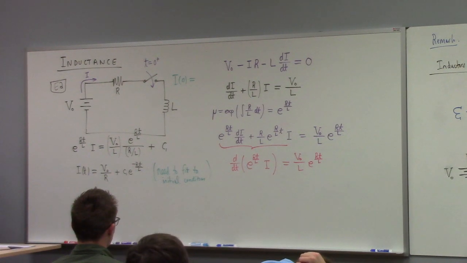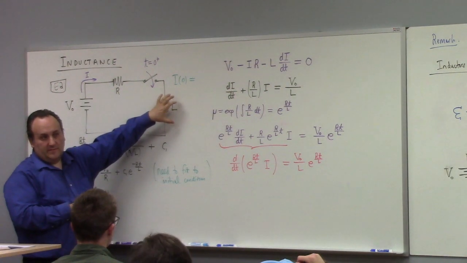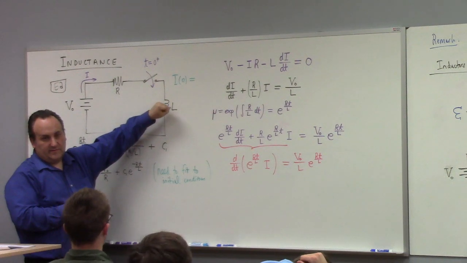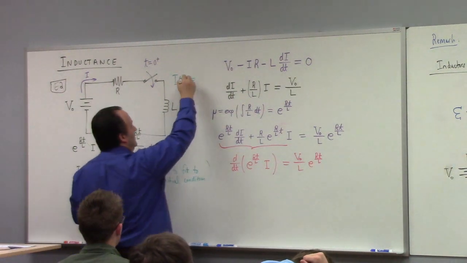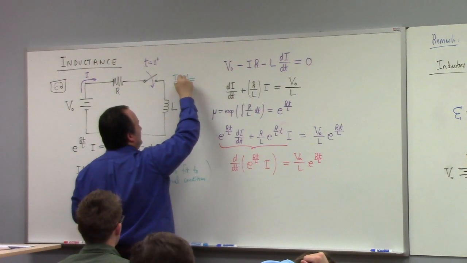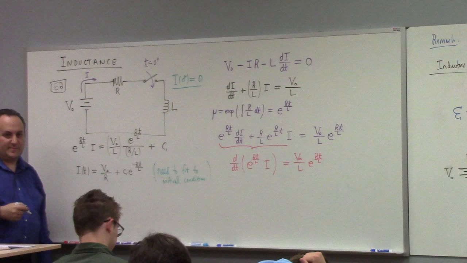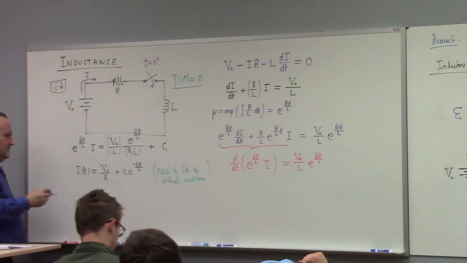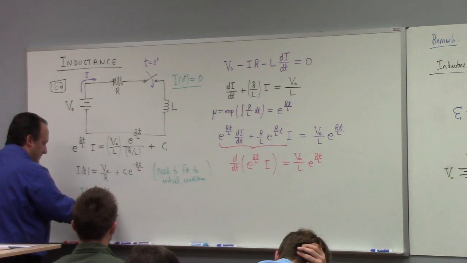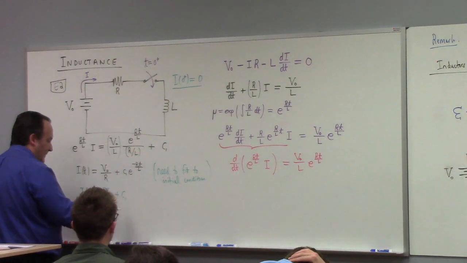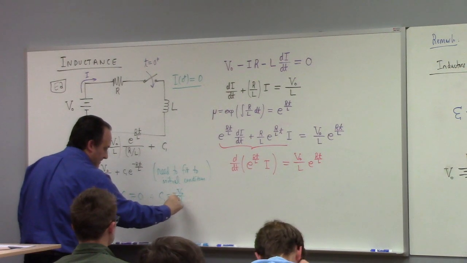No, 0. Remember, the magnetic field before is 0. The magnetic field after I close the switch still has to be 0, approximately, for a very short time. So maybe I should say 0 plus, just to emphasize it's slightly after. If you want, I can introduce some epsilons and deltas and make it more precise, but no one wants to see that. So I of 0 is V naught over R plus C1. That's equal to 0, so therefore C1 is minus V naught over R.